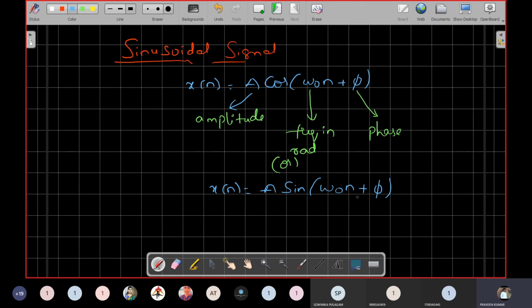This is about the basic elementary signals: impulse signal, step signal, ramp signal, exponential signal, and the sinusoidal signals.